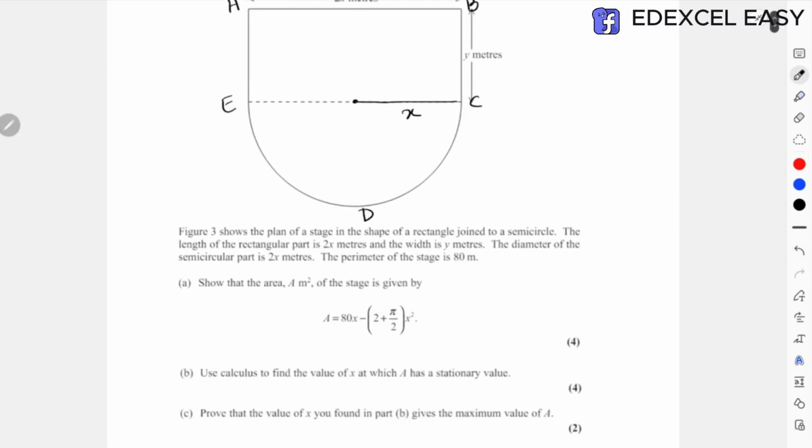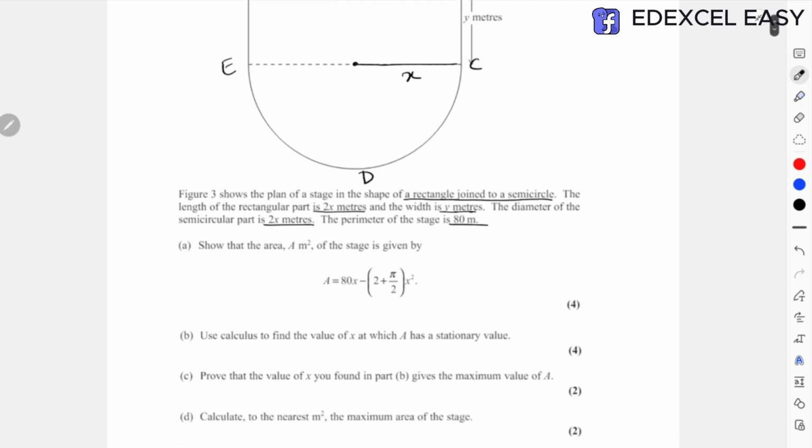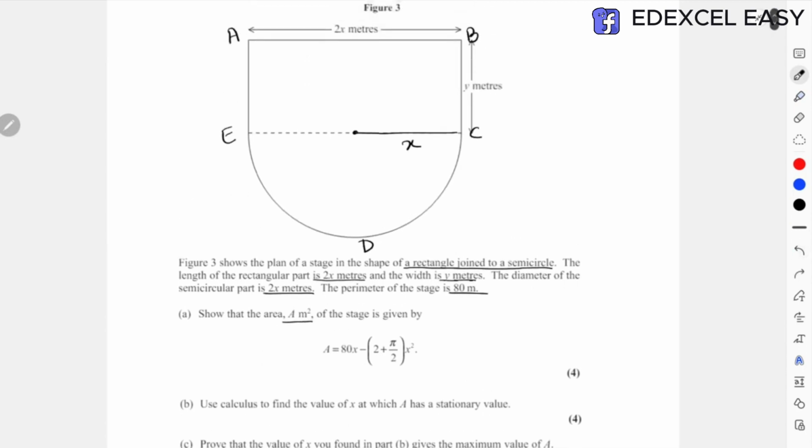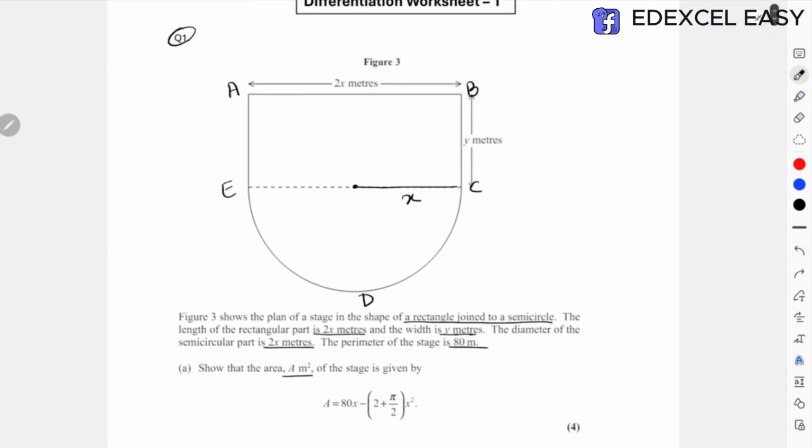Again, figure 3 over here shows the plan of a stage in the shape of a rectangle joined with a semicircle. The length of the rectangle is 2x meters, the width is y meters, and the diameter of the semicircle is also 2x meters. The perimeter of this entire thing is given as 80 meters. It says to show that the area A meter square of the stage is given by this. For the area we just have to use the formulas for the rectangle and semicircle.